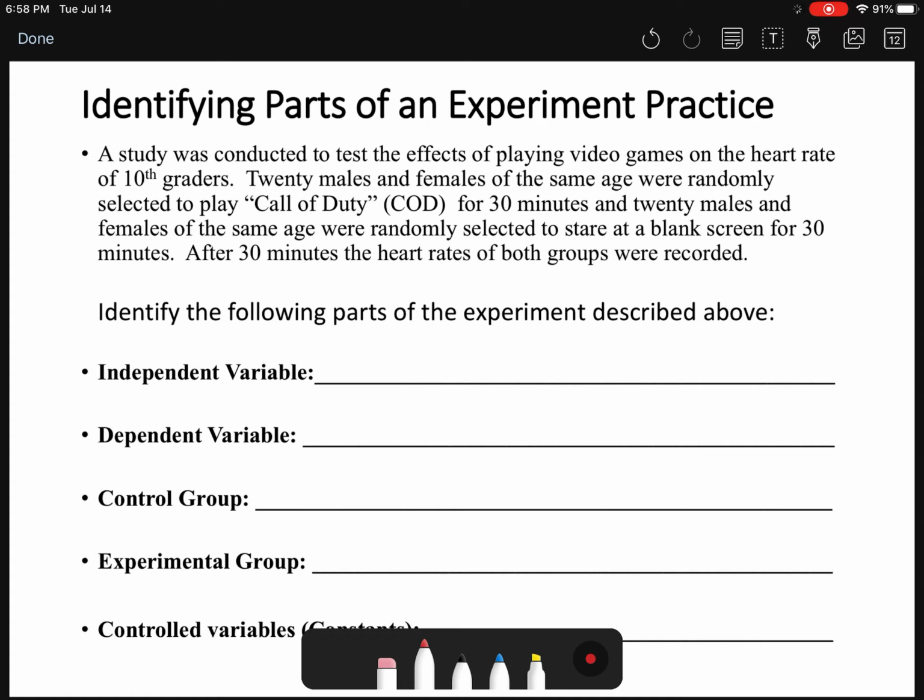Do you call it COD or COD? I don't know. I have never played this before. I think my sons have, and they are in their 20s and 30s now.